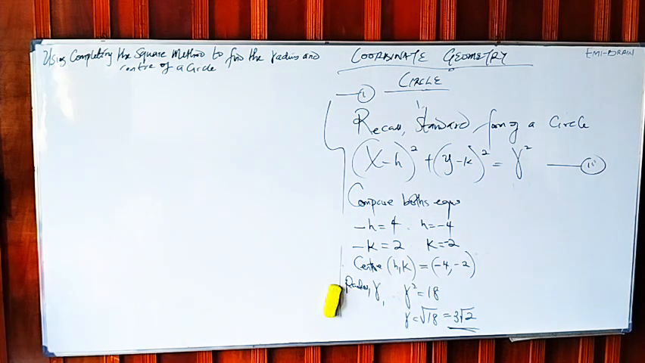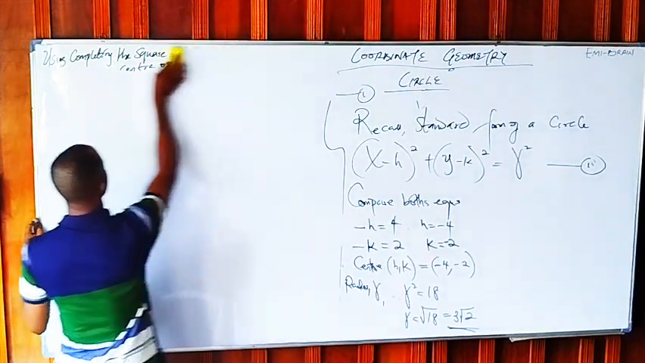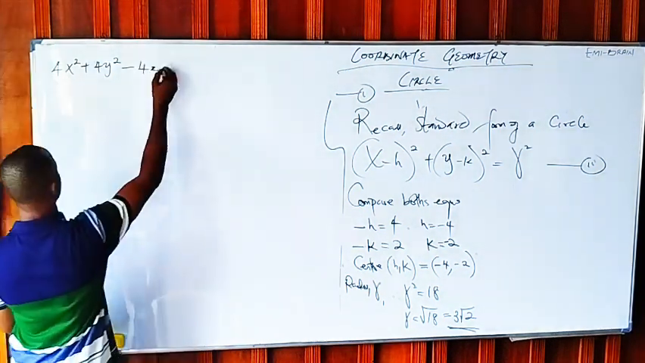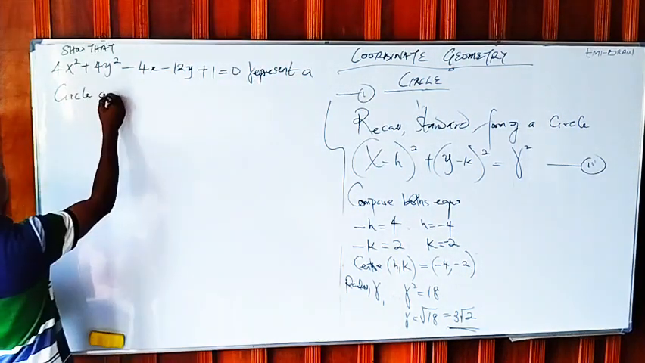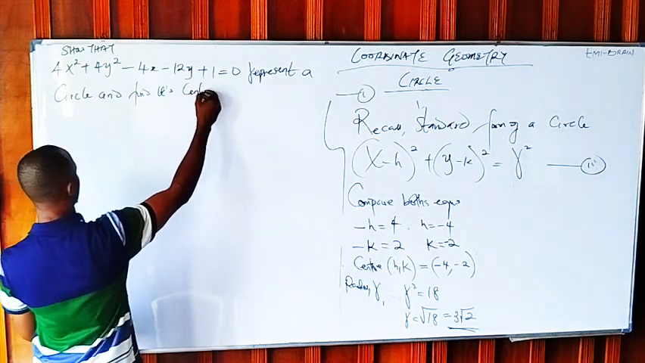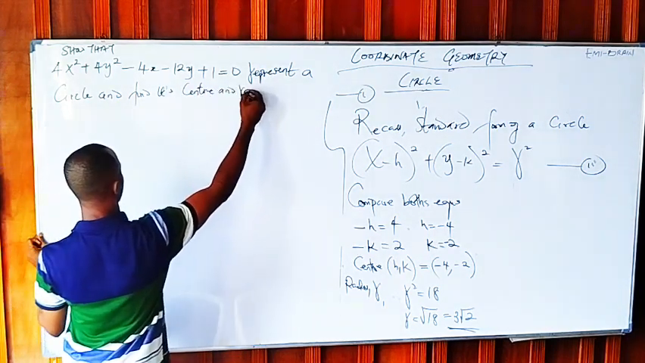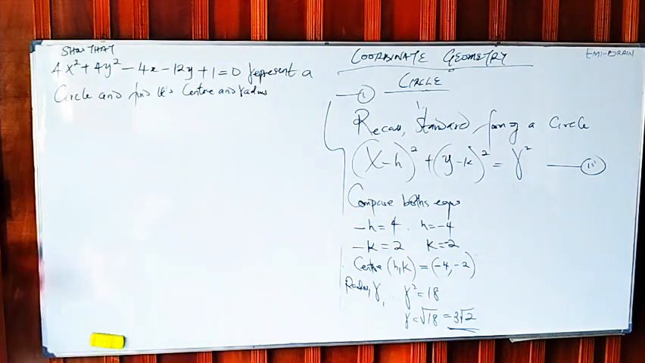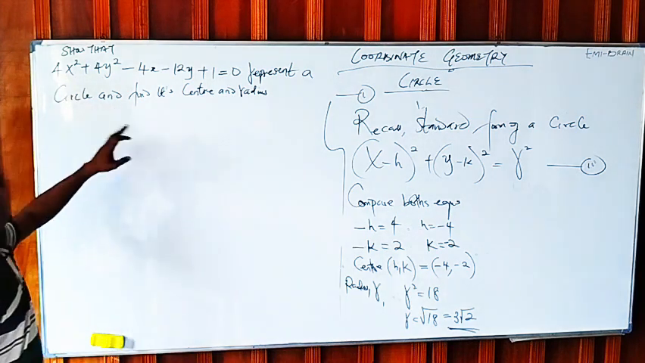Show that the equation four x squared plus 4y squared, and find its center and radius. What does that imply? Well, let's say show that this represents a circle.